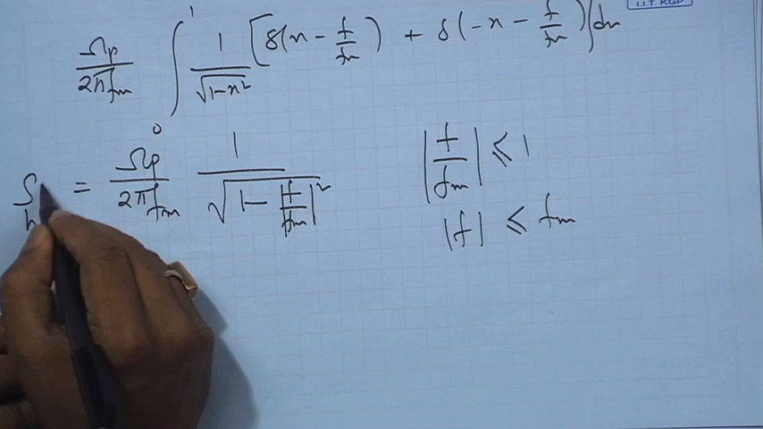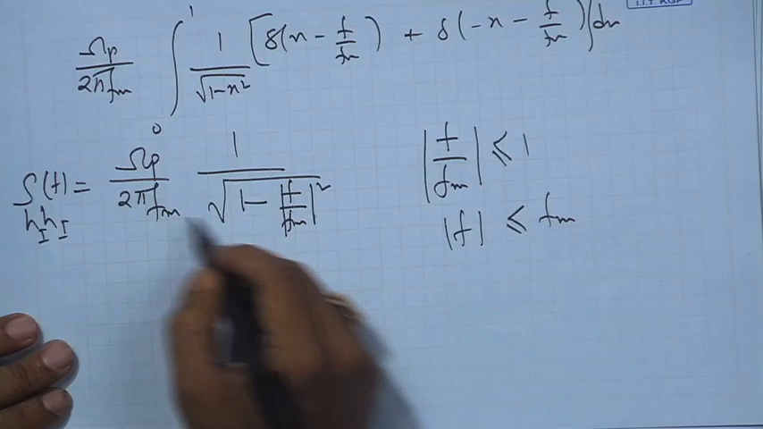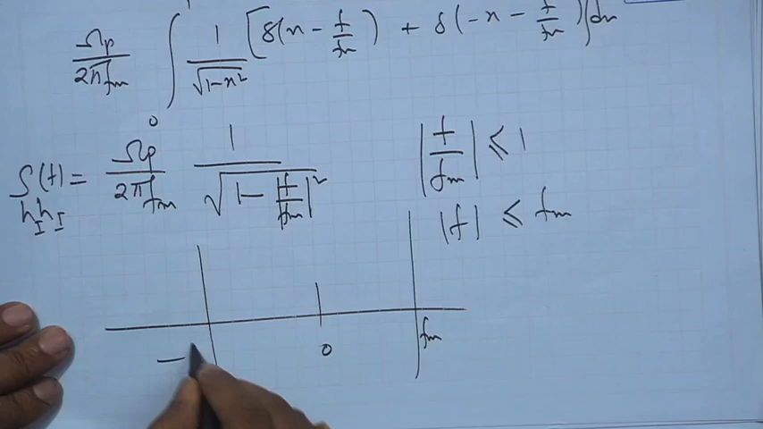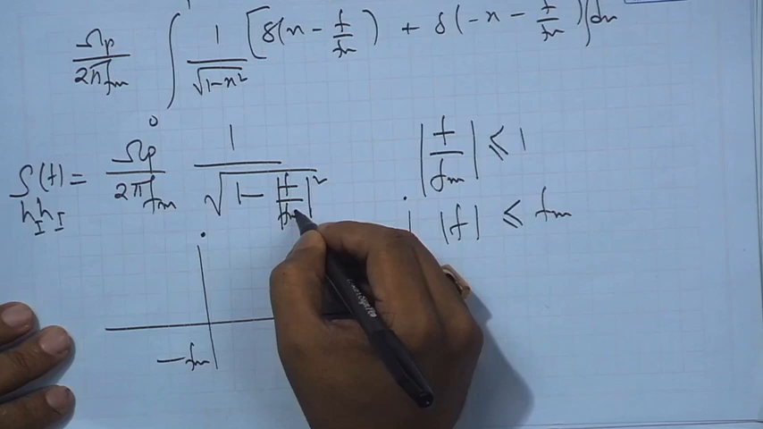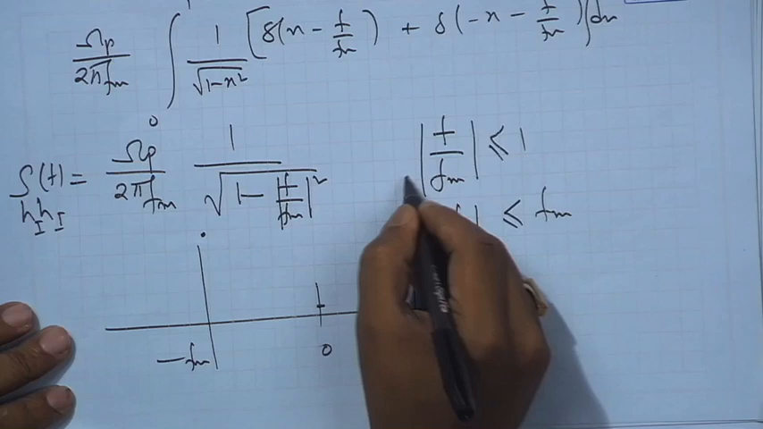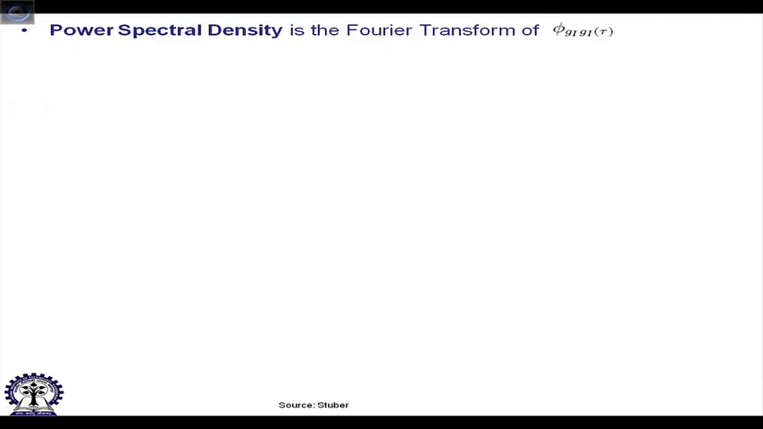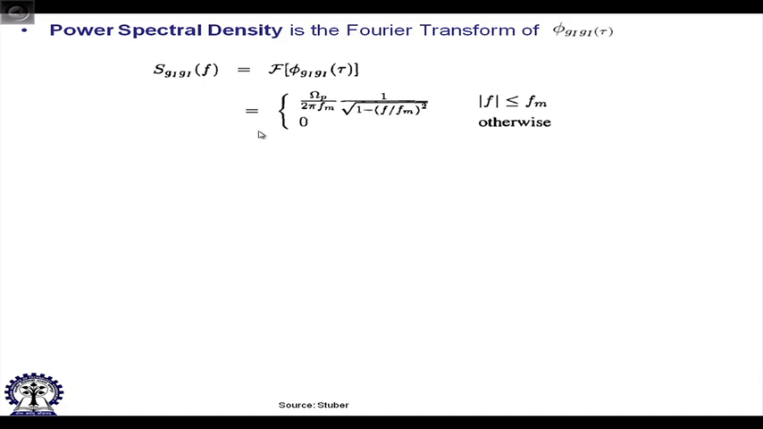Now, if you try to plot the particular signal over here, what we see is that when f is equal to f m or very close to f m, this value almost tends to infinity. So, if this is 0, this is f m, this is minus f m, there is a very high value. And when f is equal to 0, this is 1. So, you have some minimal value over here, and all values would lie in between. So, you would have a spectrum which looks like this, that is known as the Jakes spectrum, and we will take a look at it. So, the spectrum has an expression of this quantity which we have just derived.